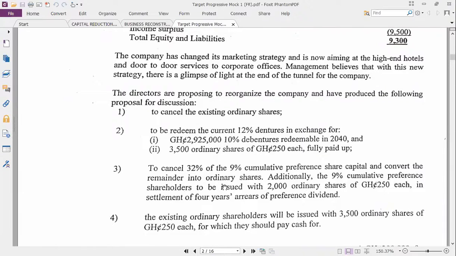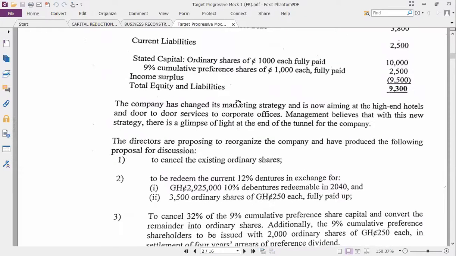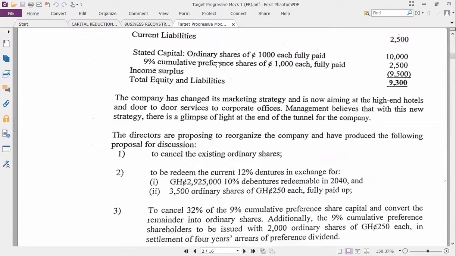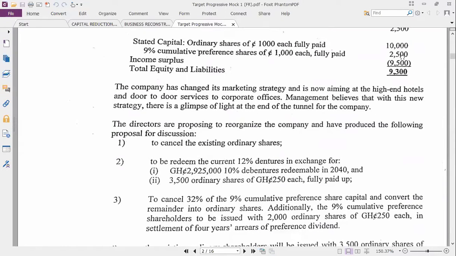Go to the statement of financial position, or the balance sheet as they call it. What is the 9% cumulative preference shares? The value is 2,500, and they say cancel 32%. So let's go into that one first. Don't even continue if you don't understand the first one; do that one before. Yes, 32%. So find 32% of 2,500, and that's what you're going to cancel.